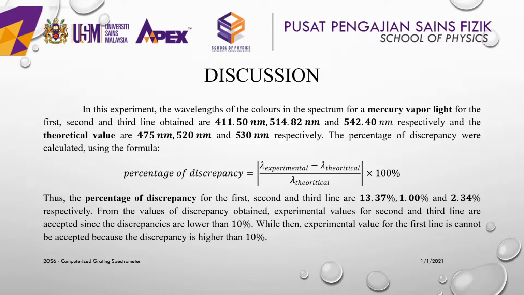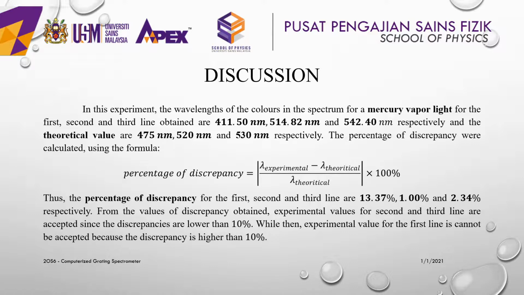For the discussion, in this experiment, the wavelength of the colors in the spectrum for a mercury vapor light for the first, second, and third line obtained are 411.5 nanometer, 514.82 nanometer, and 542.4 nanometer, respectively, while the theoretical values are 475 nanometer, 520 nanometer, and 530 nanometer, respectively.